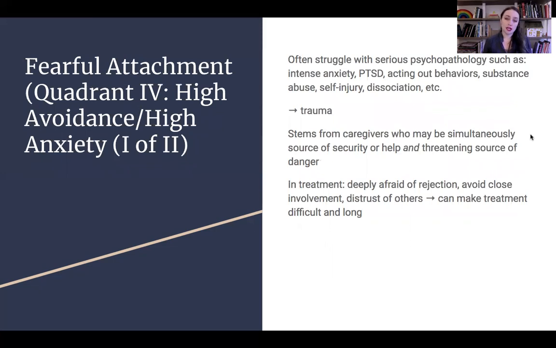With fearful attachment, these clients often struggle with serious psychopathology. And of course, we know that that often stems from a trauma history. And so with these clients, we'll see caregivers who may have been both a source of security or help and a threatening source of danger.